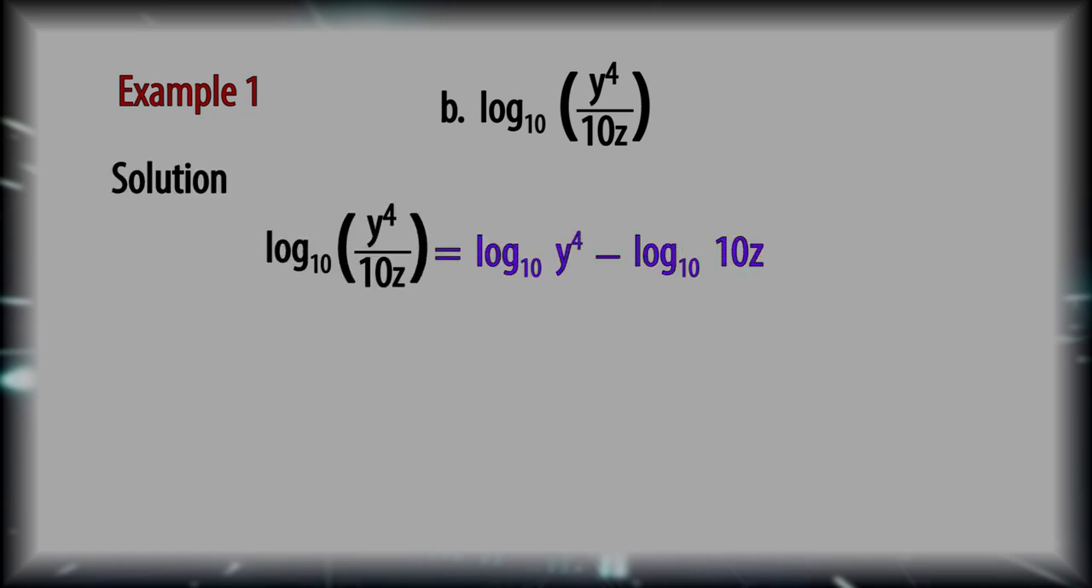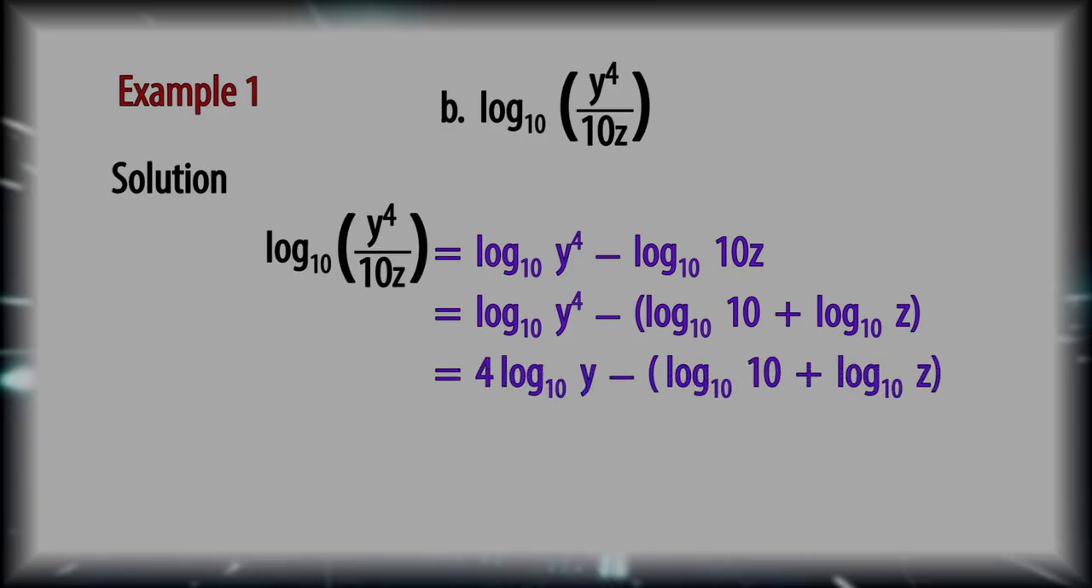So we have log base 10 of y raised to the power 4 divided by 10z to become log base 10 of y raised to the power 4 minus log base 10 of 10z, which was the second rule. Then we go a step further. So we're going to have log base 10 of y raised to the power 4 minus, in brackets, log base 10 of 10 plus log base 10 of z. So you see the multiplication has changed to addition. That was the first rule we learned.